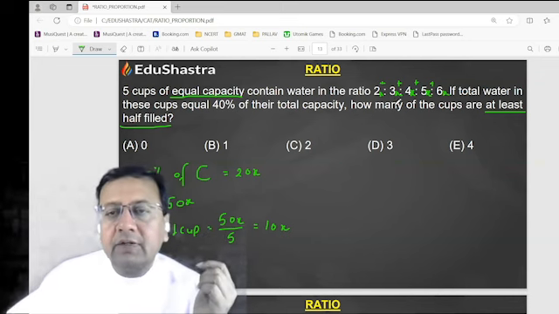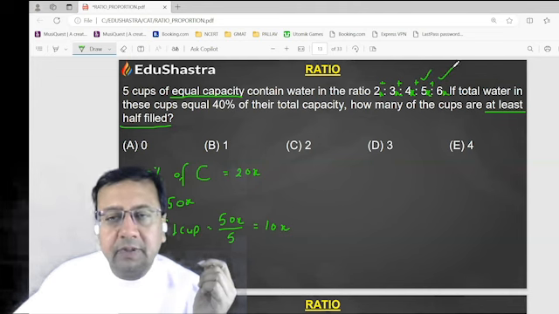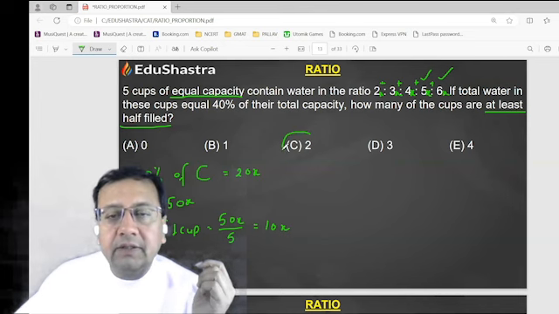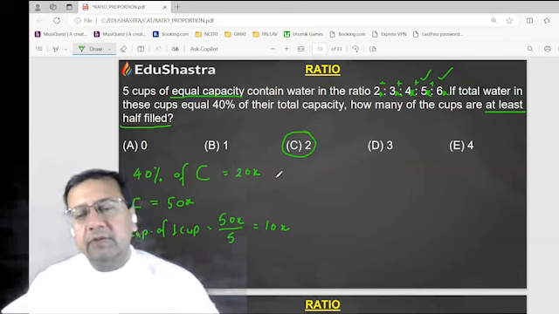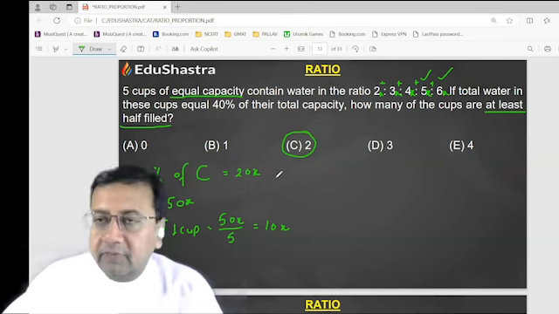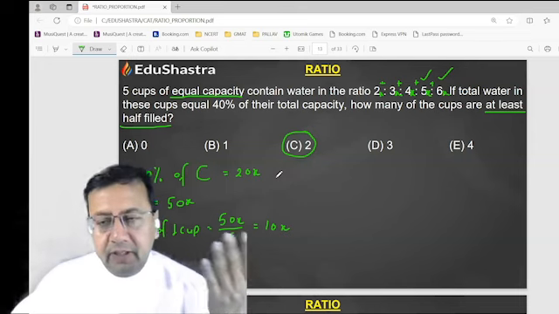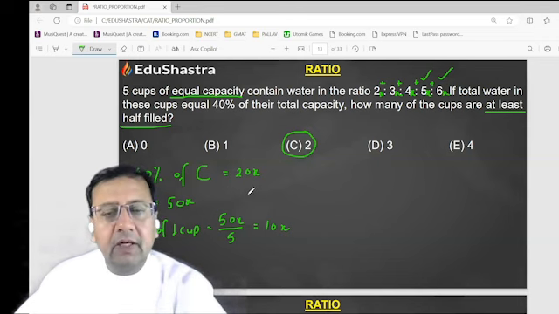Yes. So in this, the second last cup and the last cup, these are the two at least half filled. So my answer should be the third option. Out of the total 5 cups, 2 cups are at least half filled. Right? Got this? So this way we can get the answer for this particular question. Okay, now moving further.